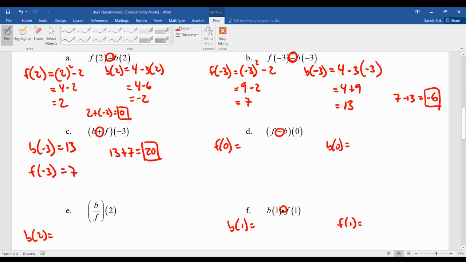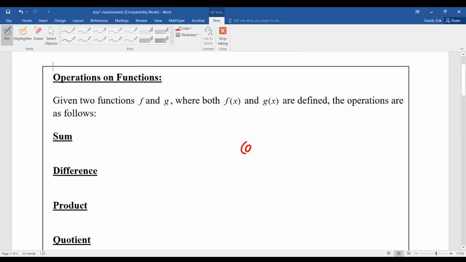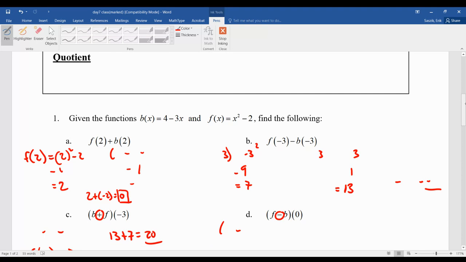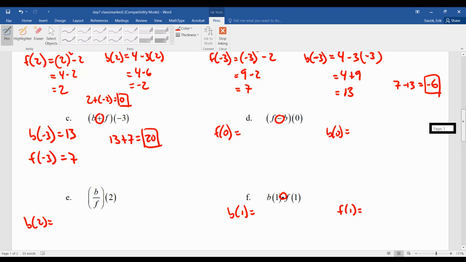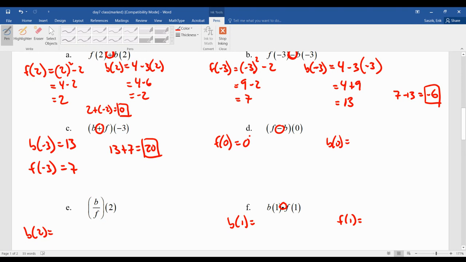Here, f of 0. F of 0, of course, would be what? F of 0 will be 0 squared minus 2. And of course, that would be negative 2. Let's find b of 0. Now remember, b of 0 will be 4 minus 3 times 0, which would just be 4. But now we got to subtract these two things. Negative 2 minus 4 is negative 6.